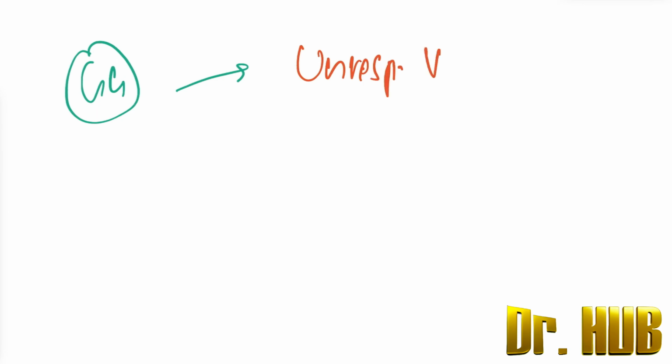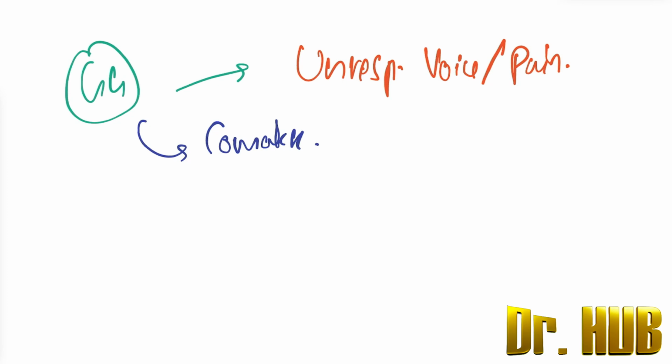Now we will move on to G4. G4 is grade 4, and here it is unresponsive to the voice and pain. So in grade 3 it responds, but here it is unresponsive. Next, it is also comatose. So what is the category here? The category would fall under the overt HE.